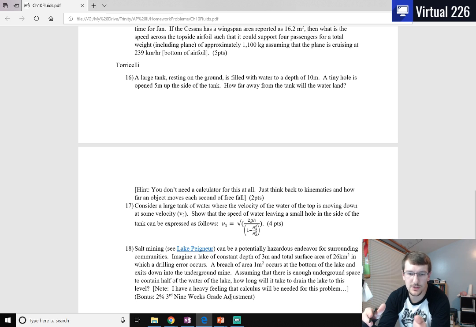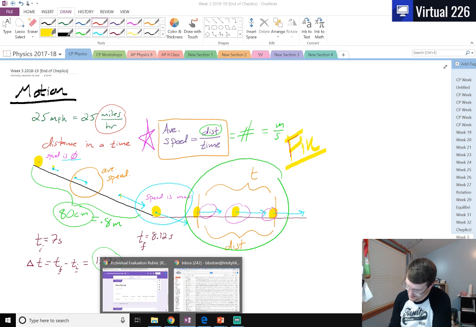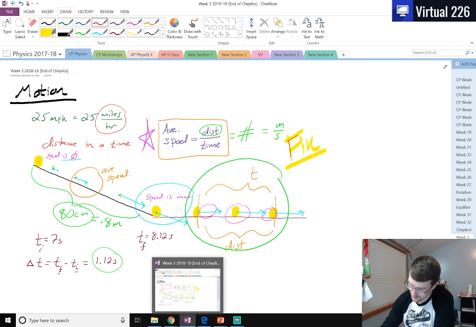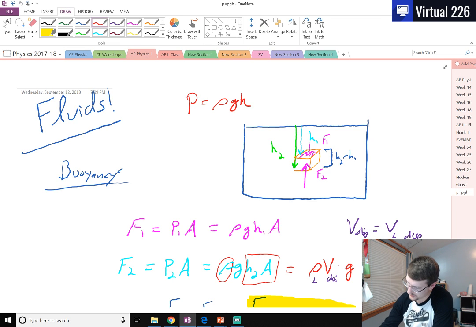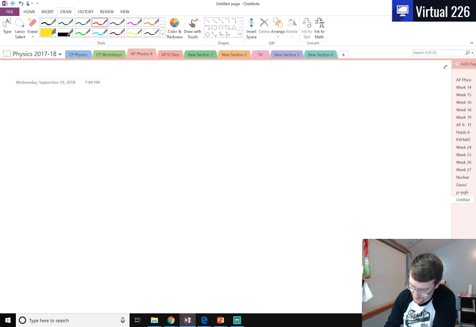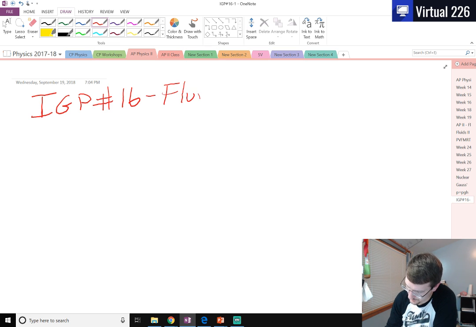We just want to learn how far away from the tank the water will land. You see here there's a hint: you don't need a calculator for this at all. We can think back to kinematics and how far an object moves each second of free fall. We'll think about that in a second, okay? So let's just draw ourselves a little picture. We'll go to the AP world here, add a new page. This is the intergalactic problem, number 16 for fluids.